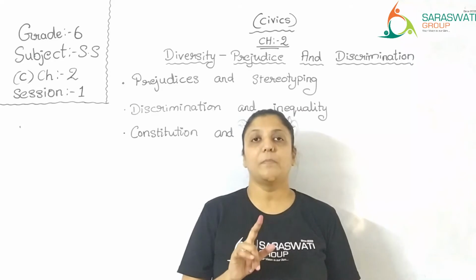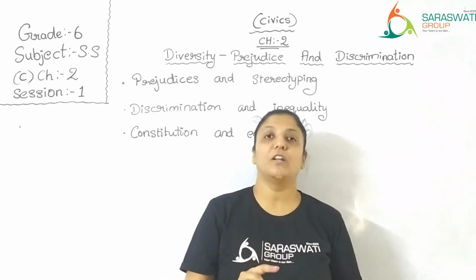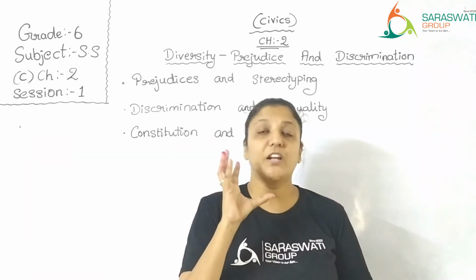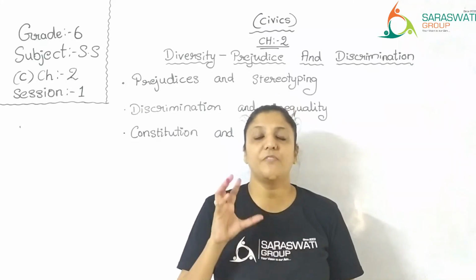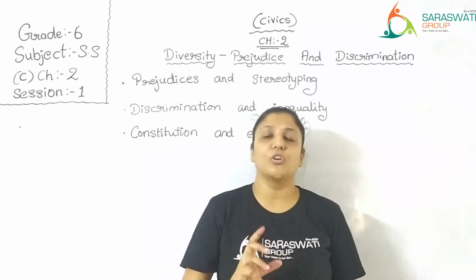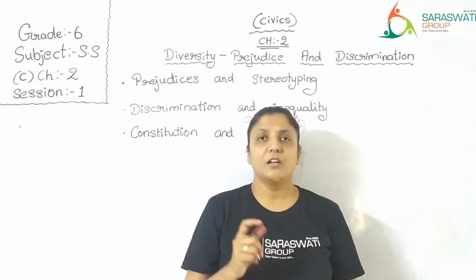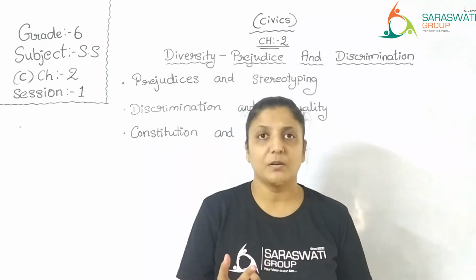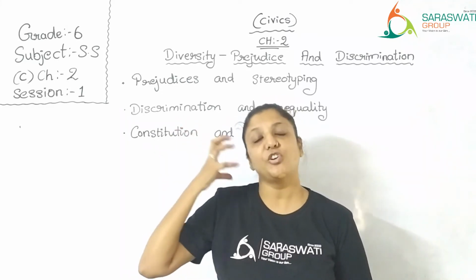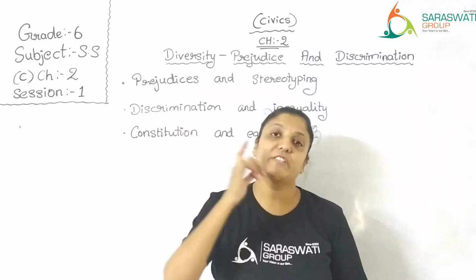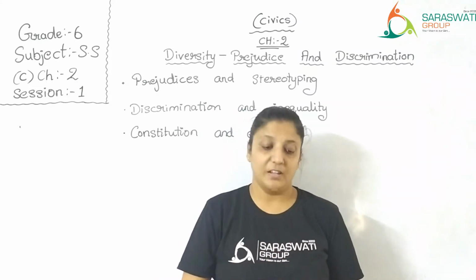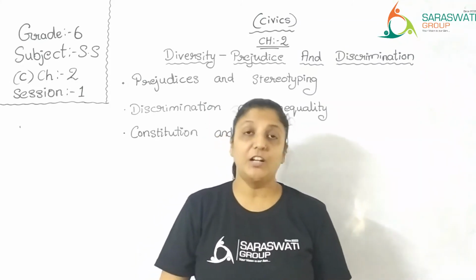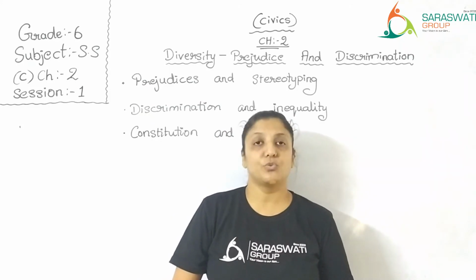Because of stereotype thinking, if an individual has some unique quality, we are not able to appreciate that. For example, if a lady is very good at playing cricket, we are not able to appreciate her just because we have a stereotype that only boys can play cricket well. This gives rise to emotional disturbance to that person.